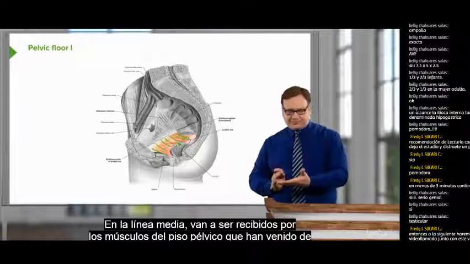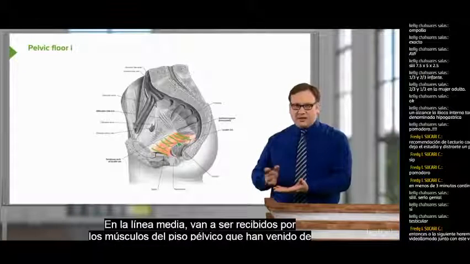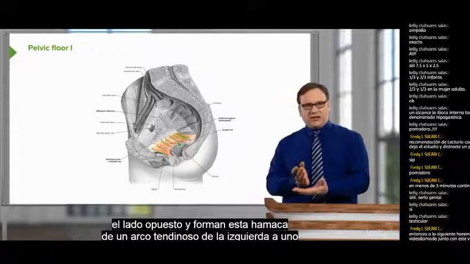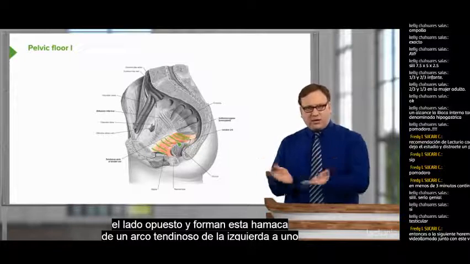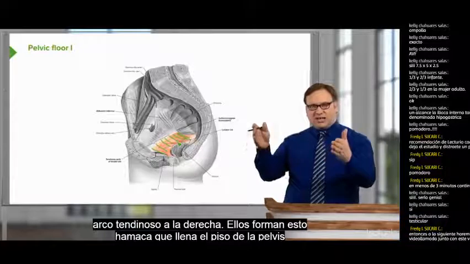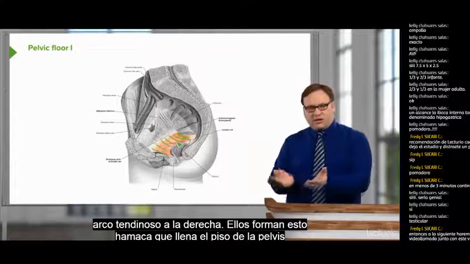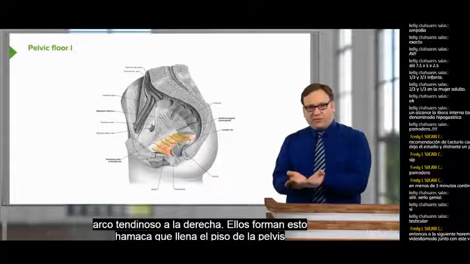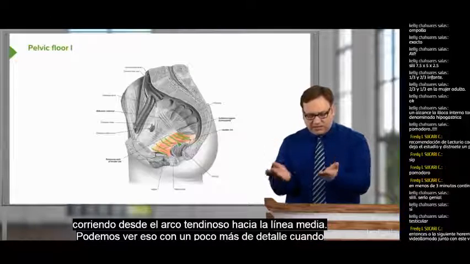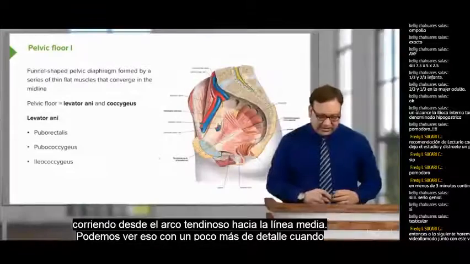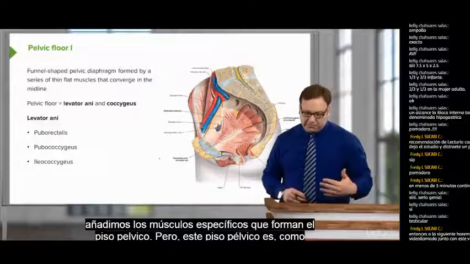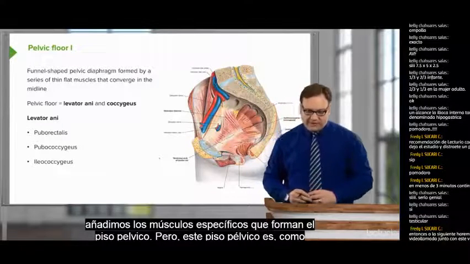At the midline, they're going to be met by the pelvic floor muscles that have come from the opposite side. And they form this hammock from one tendinous arch on the left to one tendinous arch on the right. They form this hammock that fills the floor of the pelvis, running from the tendinous arch into the midline. We can see that in slightly more detail when we add in the specific muscles that form the pelvic floor.